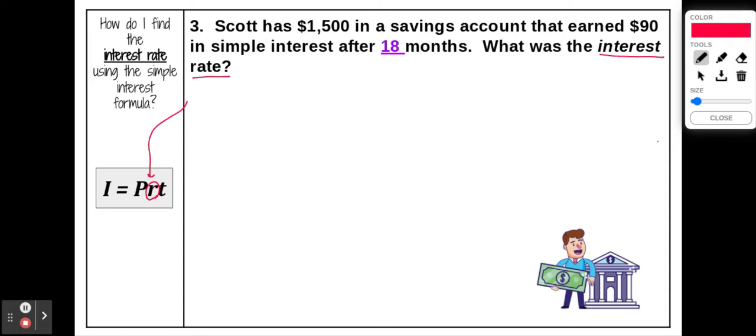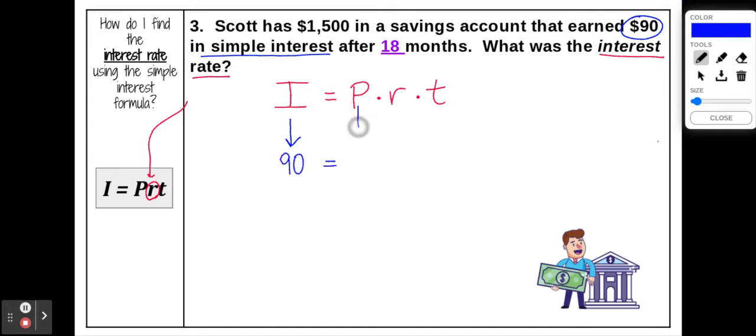Okay, so we can do this. We're going to use the formula. Interest equals principal times rate times time. So I'm going to first begin by starting out to write that formula. Interest equals principal times rate times time, because I'm not just finding interest. Then what I'll do is I'll fill in each amount that I know. So I do know the interest. It says that he earned $90 in simple interest after keeping the money in there for 18 months. So he earned that extra money is $90.